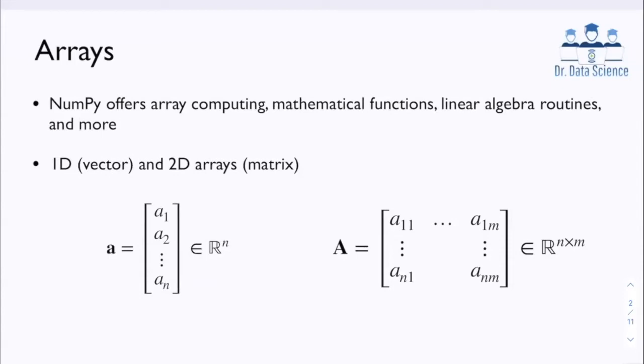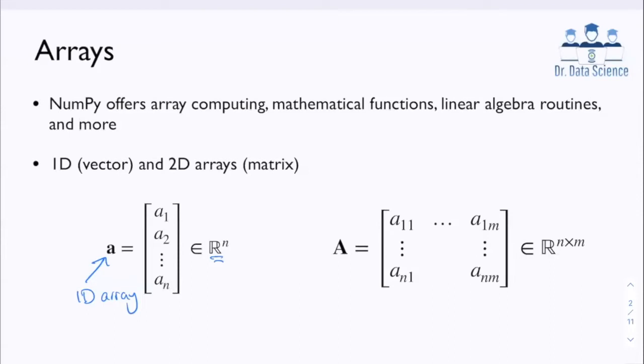So in a simple case, we have a one-dimensional array, which is shown here by this vector A. This is a one-dimensional array, and we have only one dimension that contains an ordered list of these elements. So we have A1, A2 to AN. This index shows the location of each element in that array. And we use this notation Rn to show that we have n real valued numbers.